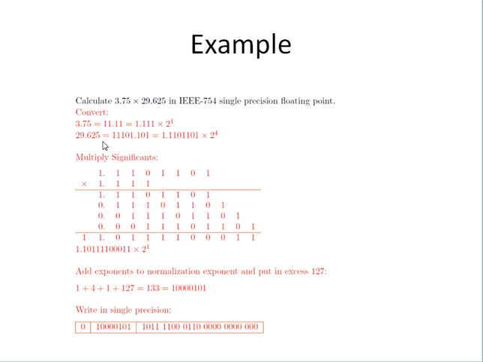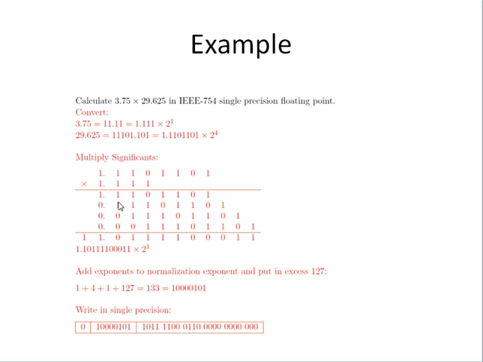29.625, this is 29, and 0.625 is 5/8, so 101 is 5, and it's in the 8th place, so 5/8. And then shift this over, which gives you this times 2 to the 4th, because we have to shift it over 1, 2, 3, 4 places. Now we take this, we're going to multiply the significands. I just put it in standard multiply position. Here I am doing it without doing the shifts. We just line them up on the radix points.